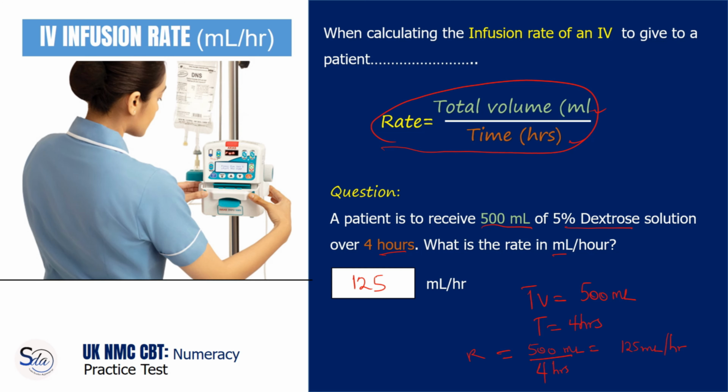Remember the medication is meant to be given for 4 hours. So for every 1 hour, a volume of 125 ml should go into the patient's vein, or into the patient's body. That is the simple explanation. The first hour, 125 ml should go in, the second hour 125, the third hour 125, and the fourth hour 125. When you put all these together, it sums up to 500 ml.